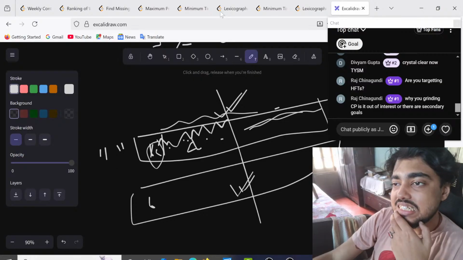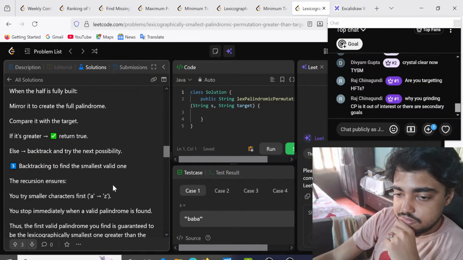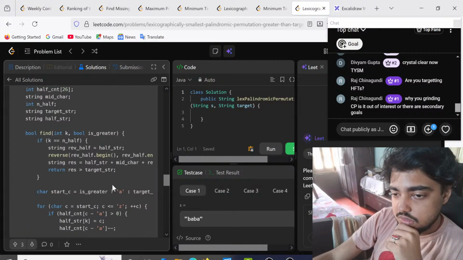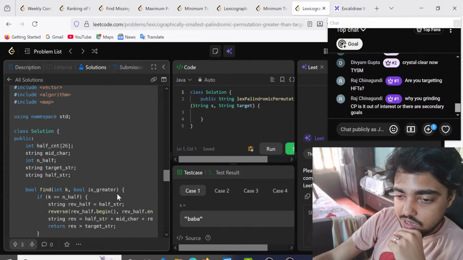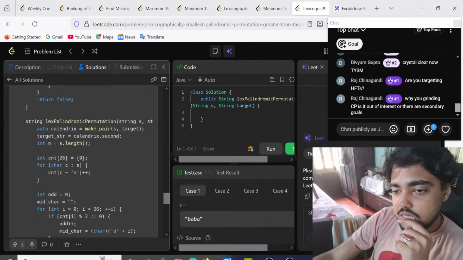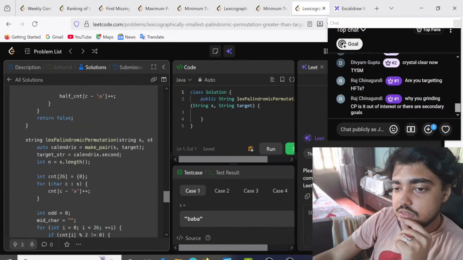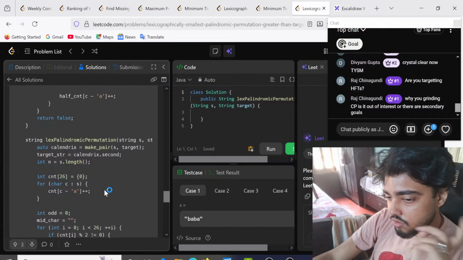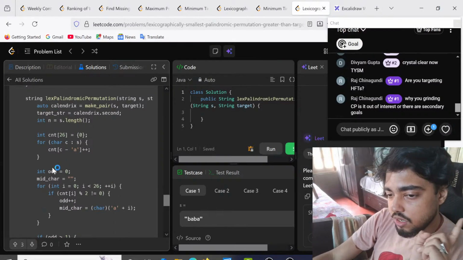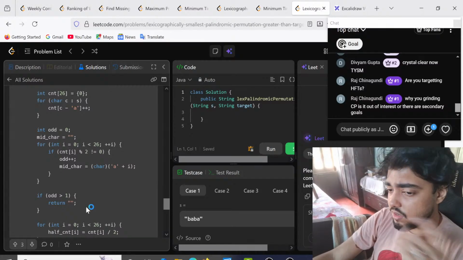Any doubt on this question? I can show you the code of what he has done, but I got the basic logic about it. So first of all, let's go back to this one. He's taking the count. Only one can be odd, so he's counting the number of odds. If odd is greater than one, return.